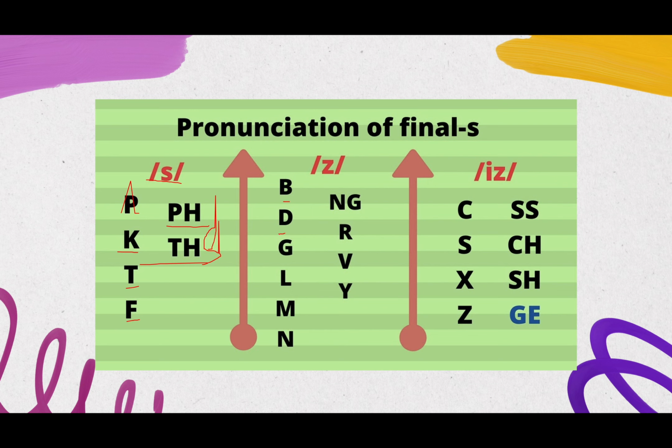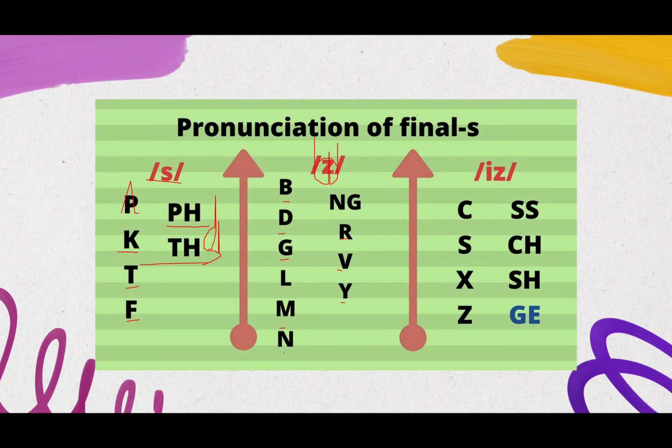If the word ends with B, D, G, L, M, N, Y, V, R, or NG, the word is going to end with the Z sound. Okay? We pronounce the final S as Z.